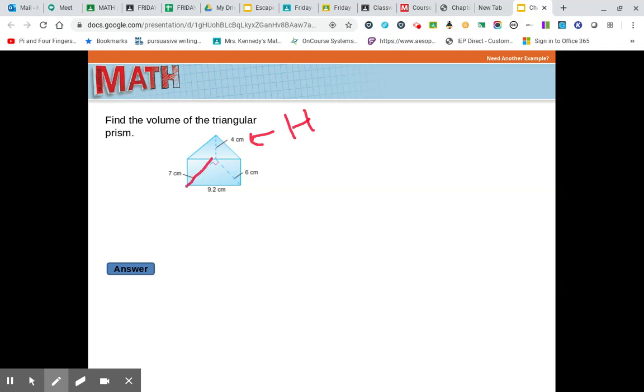This 7 belongs to that line. And I would say this 6 belongs to this line. So we're going to do, actually I lied. We're going to erase that. I'm going to stick with the base times height divided by 2. I feel like that's very straightforward for you all. So you're going to do 7 times 6 divided by 2. So 42 divided by 2, 21.